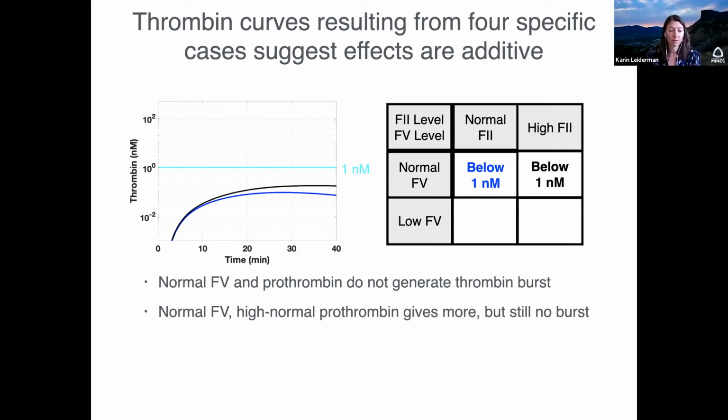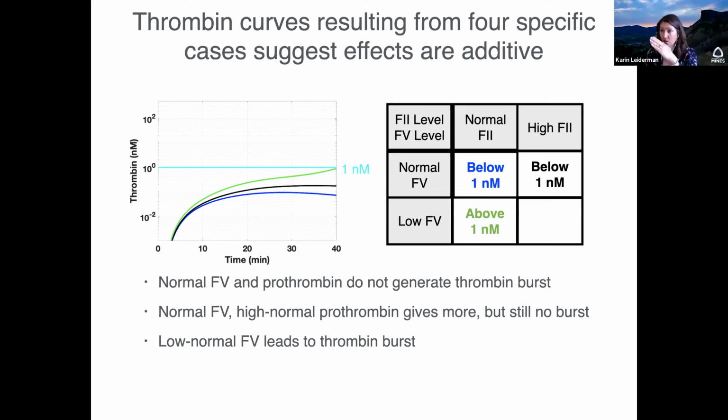So now if we keep the levels of factor 5 normal and just increase the level of prothrombin, the results are shown here in the black curve. We still have a weak thrombin response that does not meet that 1 nanomolar thrombin by 40 minutes. If we then decrease factor 5 to a low normal level and keep prothrombin normal, we see that there definitely is an amplification and a burst is produced. You can see that because the curve is starting to increase there at the end. And it's just at 1 nanomolar by 40 minutes.